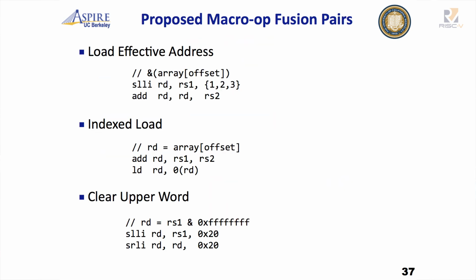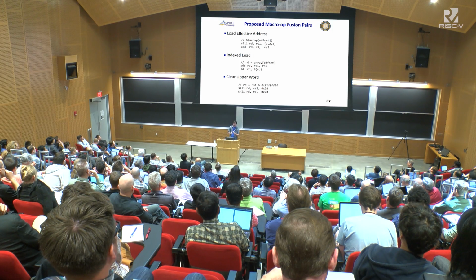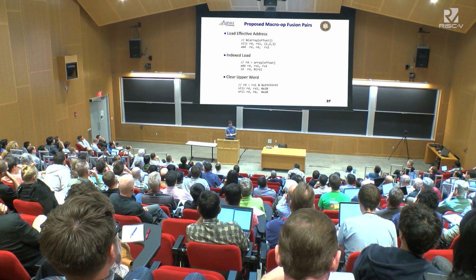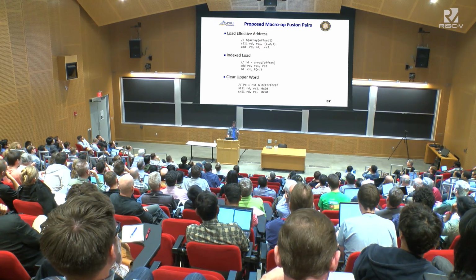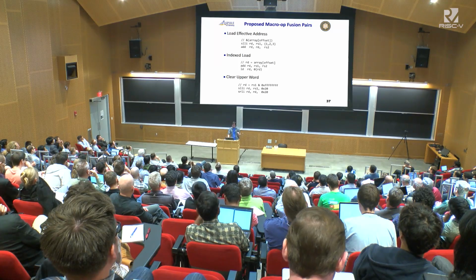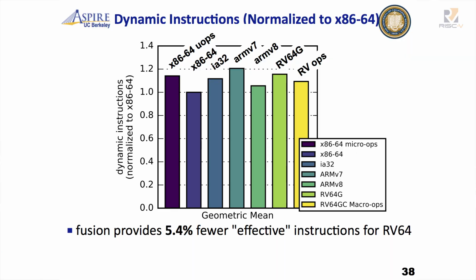So if we take this idea even farther, there's a couple fusion pairs that I'm going to propose that show up in SPECint. One is the load effective address, so it's a small shift followed by an add, or the indexed load, add followed by a load, or the clear upper word where we're going to zero out the upper 32 bits. And we can analyze the histograms of RISC-V to see how often this shows up. And what we find out is that these idioms account for over 10% of the instructions, which means that you can effectively lower the instruction count by 5.4%.